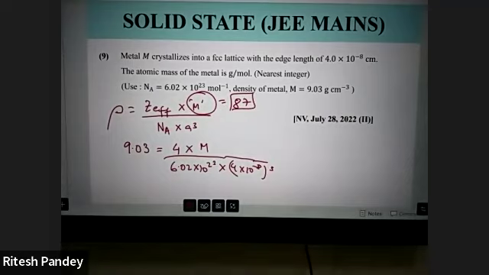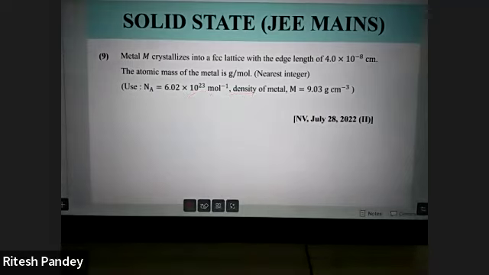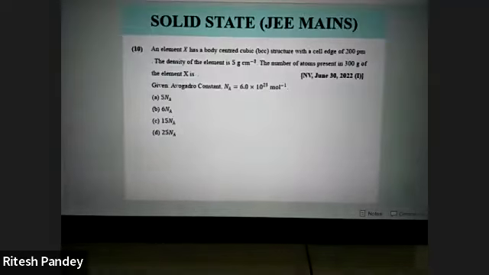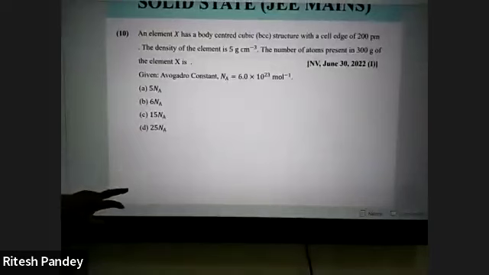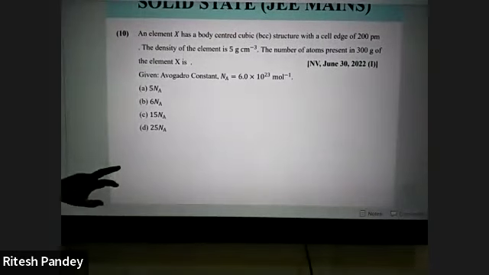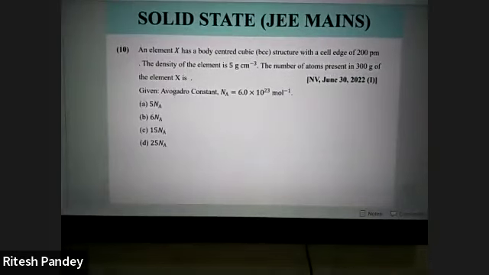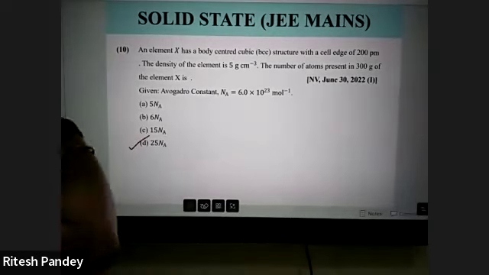Question 10. Option D. Now, this is a nice little problem. It's a nice little problem, and not very calculation intense. D indeed is the right answer.